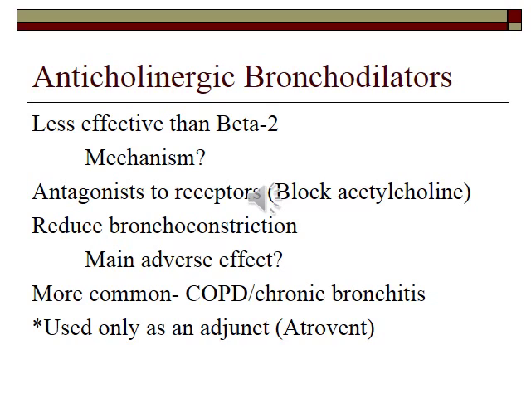Anticholinergic bronchodilators are less effective than beta-2 agonists for asthmatic patients. They do work to reduce airway constriction, and they do that by blocking acetylcholine activation on the receptors. They basically attach to receptors on the parasympathetic nervous system, which creates one of the adverse effects, sedation. That's one of the main adverse effects associated with these.